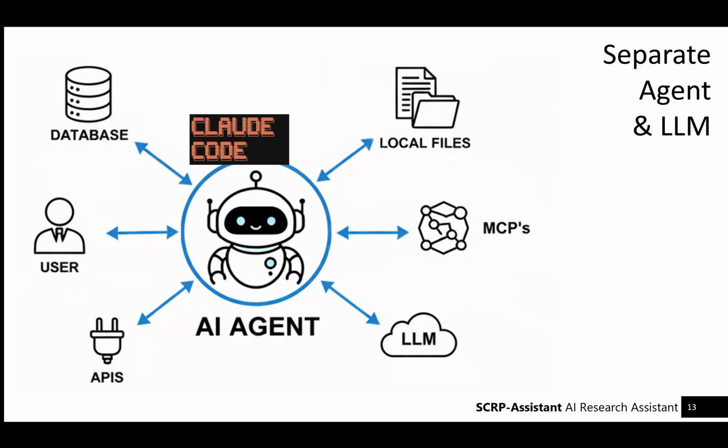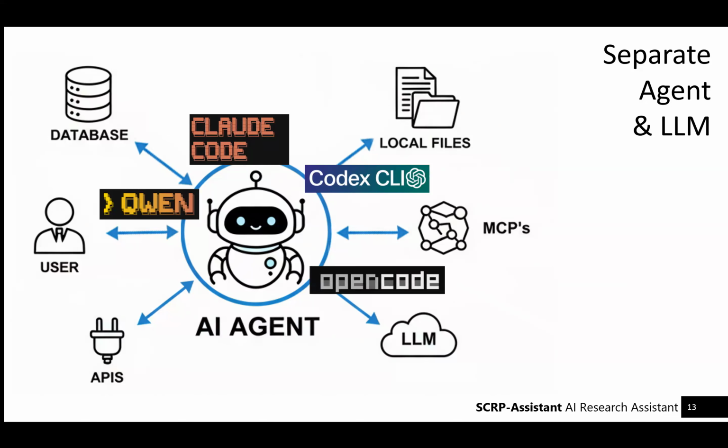So in the front end, the most popular is probably Claude Code from Anthropic, right? You just use the front end, the agent, right? You change the brain. But you can use Codex CLI from OpenAI, Qwen from Alibaba, OpenCode, which is an open source project, and right now the hottest one is OpenClaw, right?